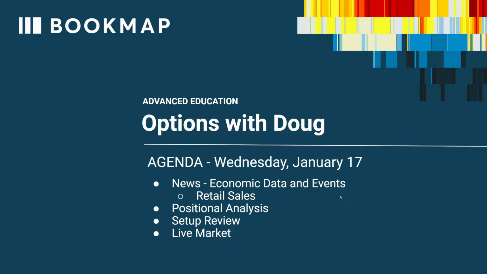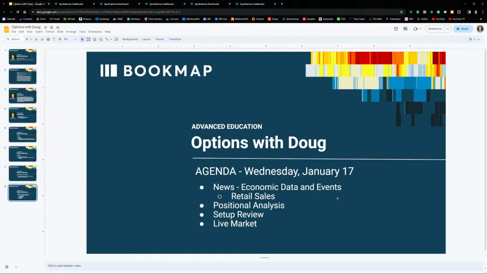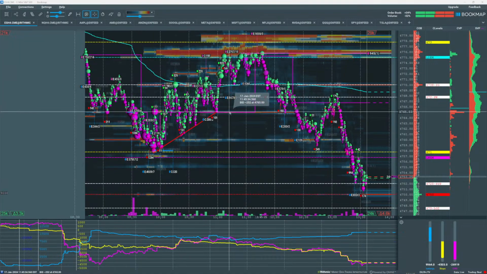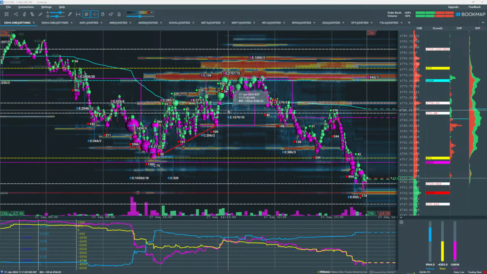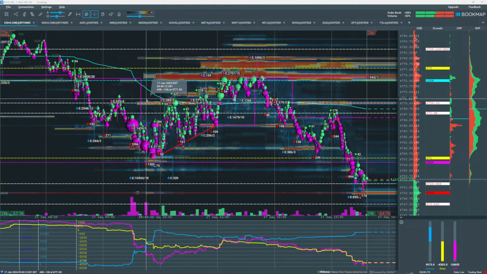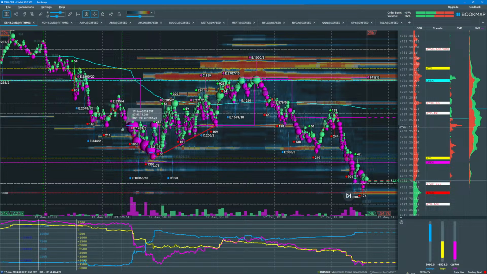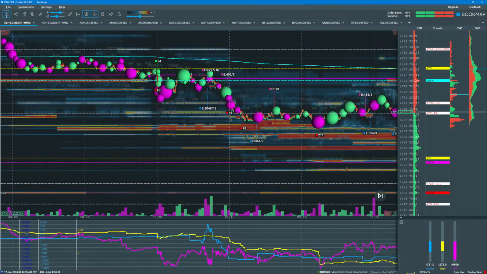All right, let's get started with economic data and events. And let's go to the ES futures in Bookmap. So there were two key events today. First of all, retail sales came out at 8:30 a.m. Eastern Time, and the retail sales came in greater than expected, greater than the previous number. Let's just zoom in on that. That was at 8:30 a.m. Eastern Time. So really not much of a reaction.